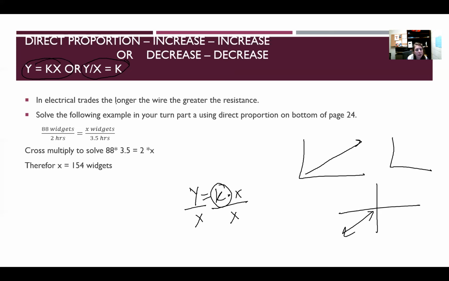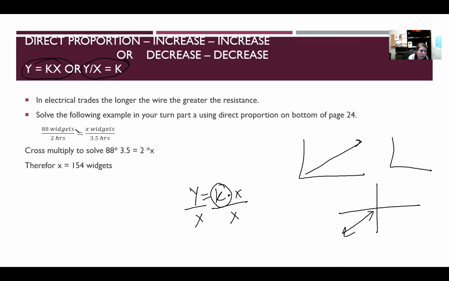In electrical trades, the longer the wire, the greater the resistance. So this is an example of direct proportion. The longer your wire is, the greater your resistance, okay? So it's just giving you a direct proportion here. If you have 88 wedges over 2 hours, how many wedges would be over 3.5 hours, okay? We're still doing the same kind of proportion here. Notice wedges over hours, okay?